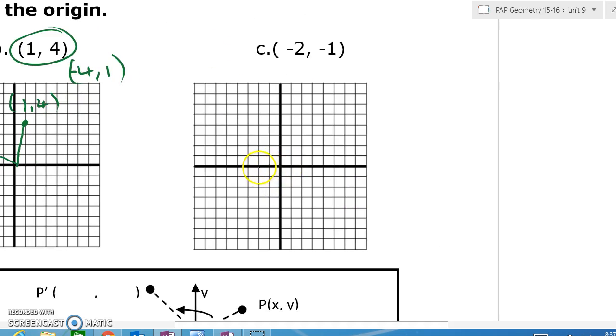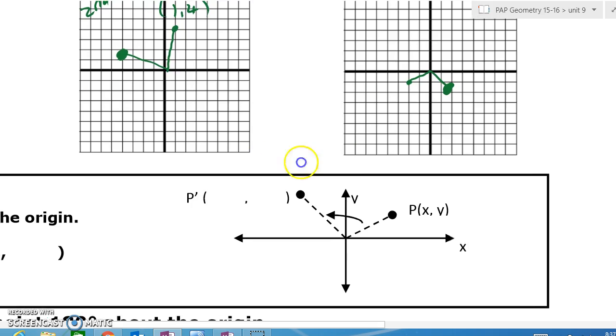Right, same again, negative 2, negative 1, that's here. We go about the origin. It's a 90-degree rotation, always counterclockwise. And that means we're going to be somewhere in here. We do the same trick with these numbers. Instead of 2, 1, we go 1, 2. And now we think, how do we get a number that's somewhere in this quadrant? Well, that would be positive 1, negative 2.